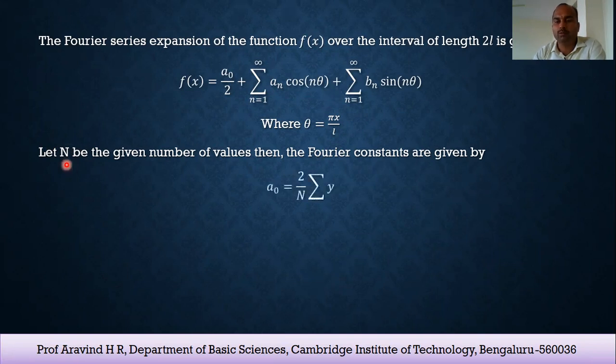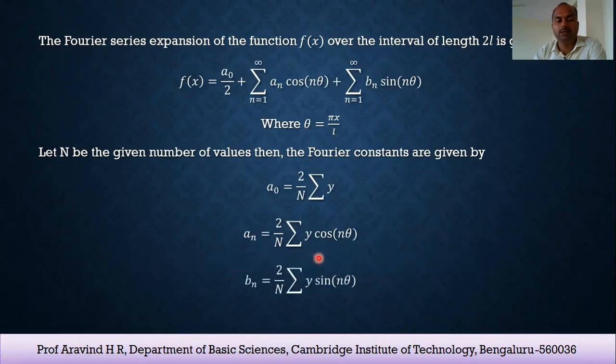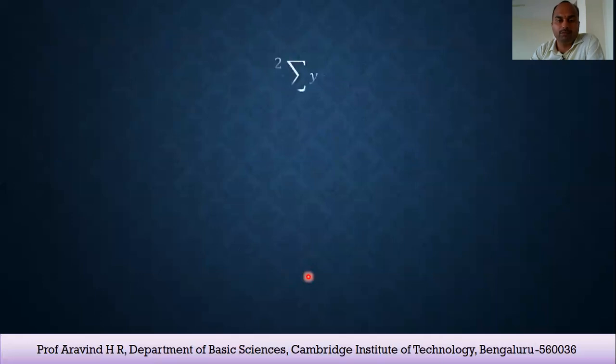Now what are the formulas for A naught, An and Bn? A naught is 2 by n summation y. Summation y means the sum of all y values. Similarly, the An formula is 2 by n summation y cos n theta. And similarly, the Bn formula is 2 by n summation y sin n theta. These are the general formulas. Using this, we can find the remaining formulas.